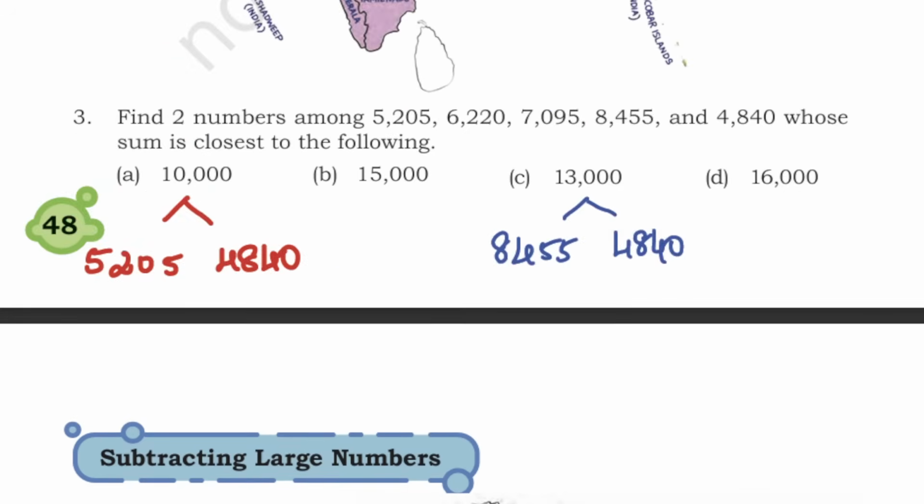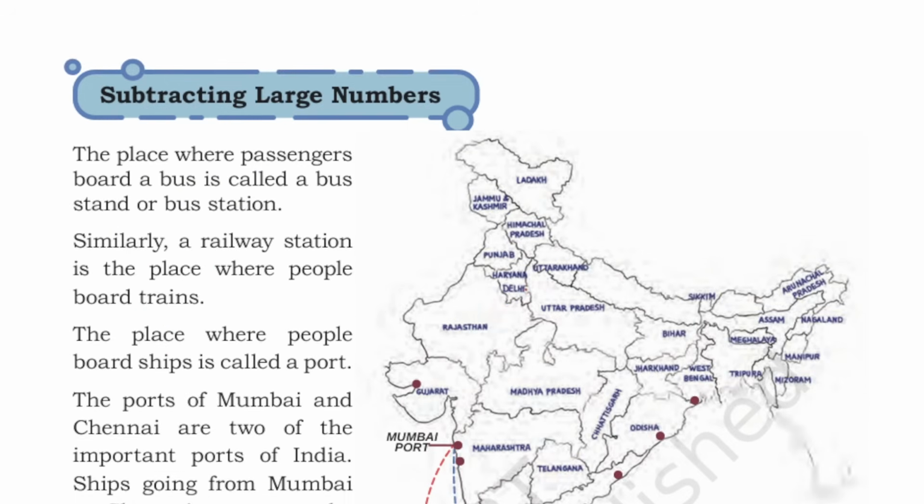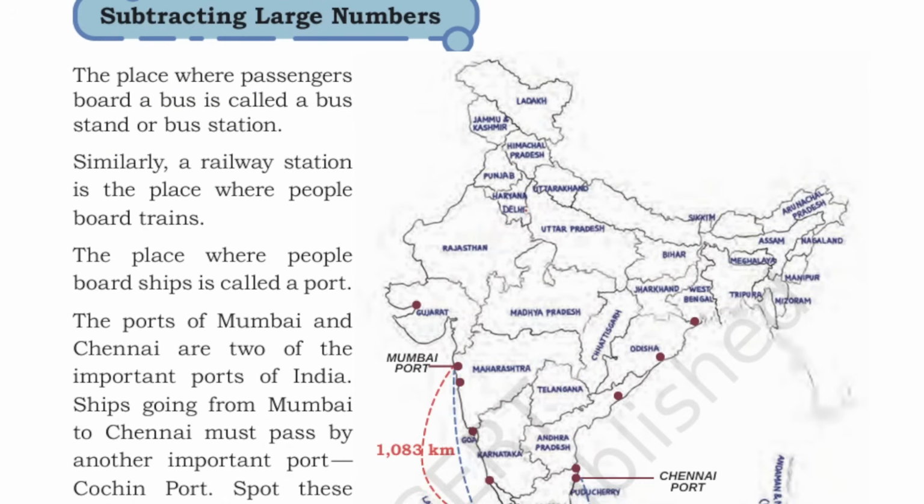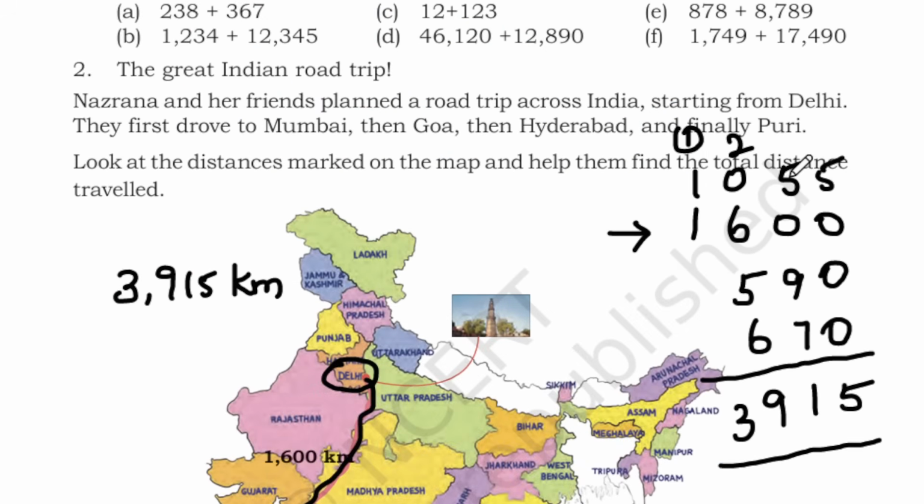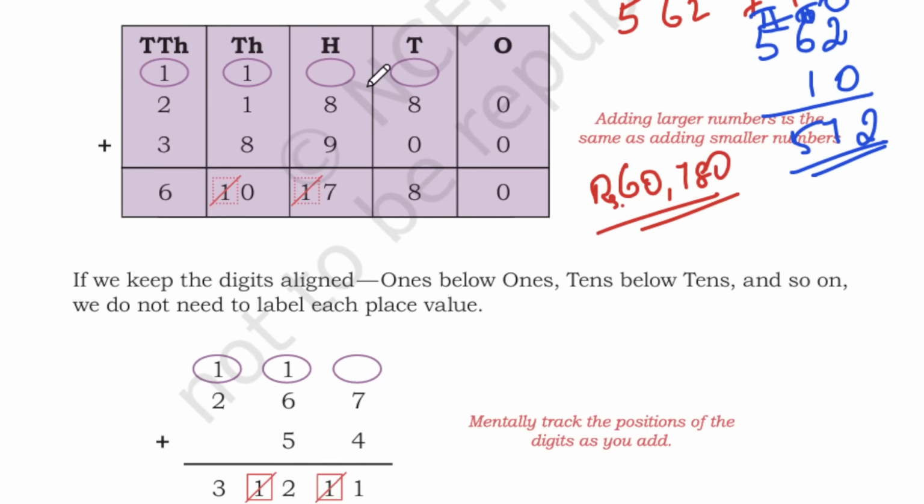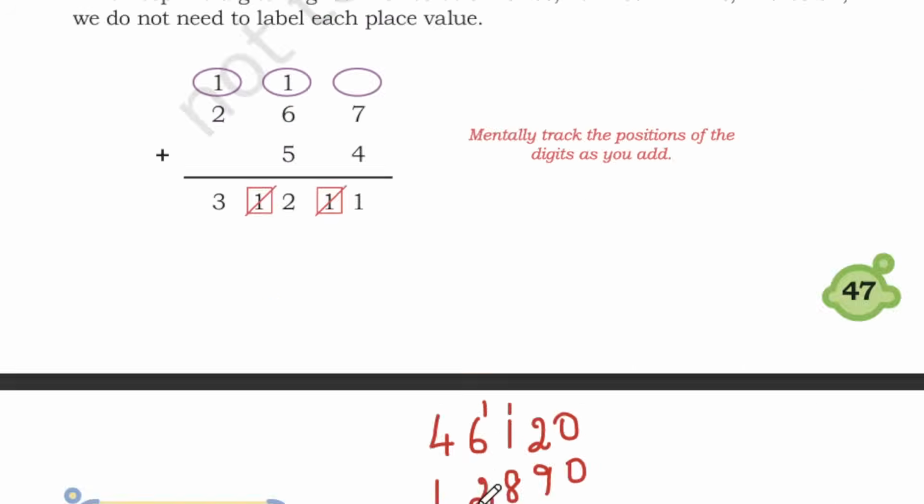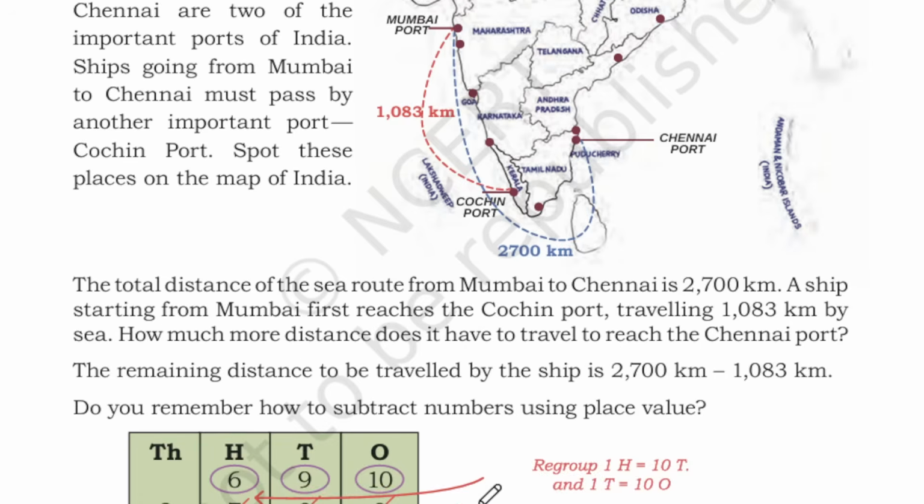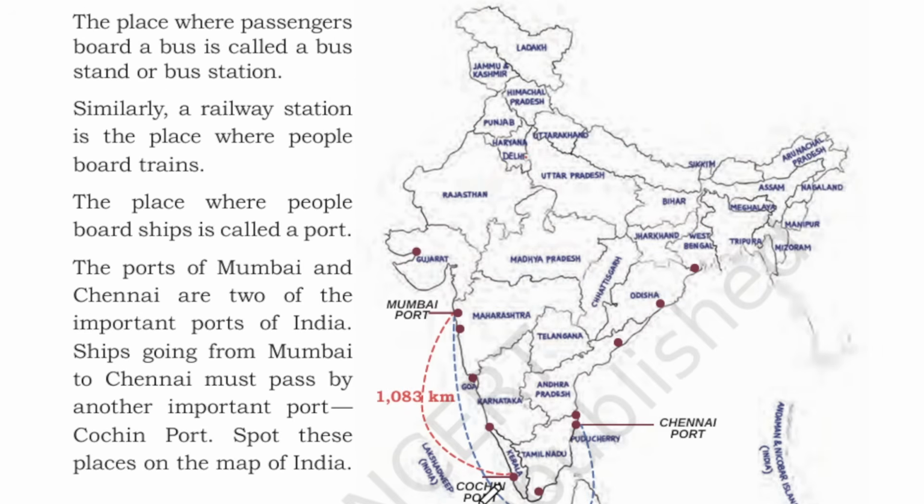Okay, this one. So now till this page we have completed. Subtracting larger number. So in part 1 and 2 video we saw addition of the large numbers using ones, tens, hundreds, thousand and 10,000. Now what we are going to do is we are going to check the subtractions.